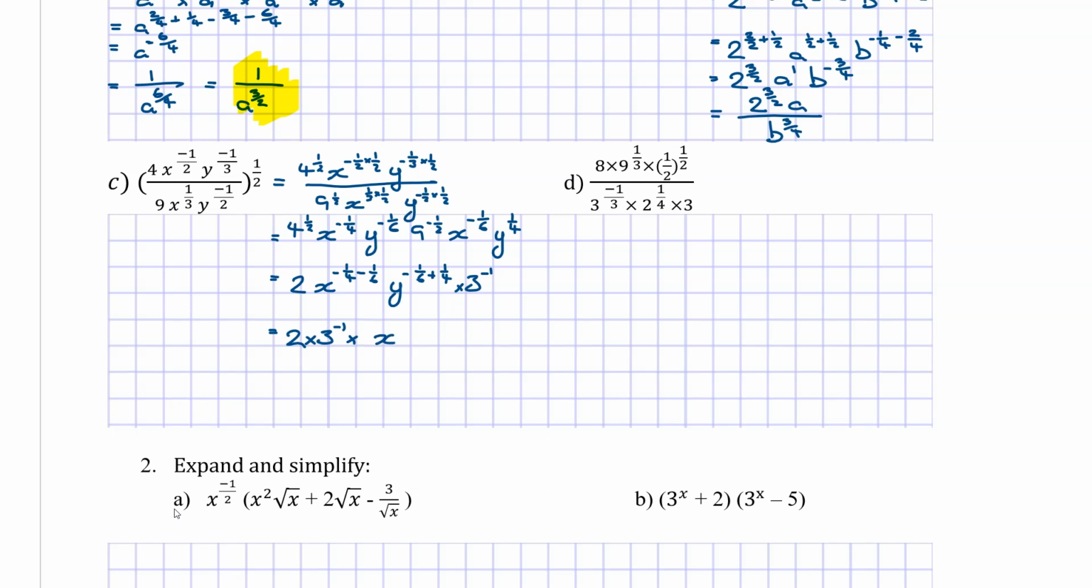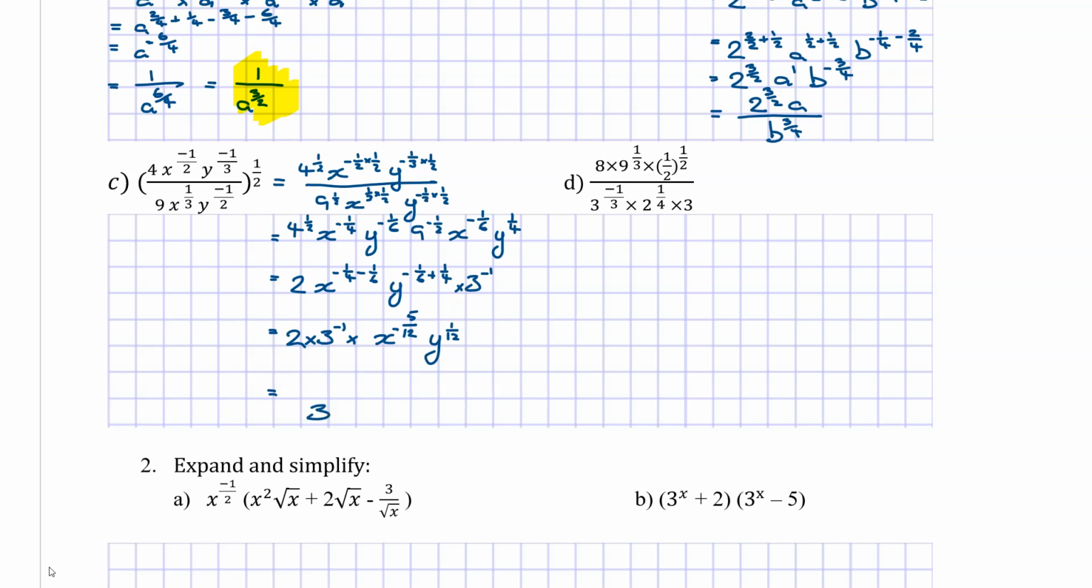Now bringing everything together, we're going to get 2 times 3 to the -1 times the x, and it's going to become x to the power of -1/4 minus -6. I believe that will equal the -1/2, and then it will be times y to the power of 1/12. And I seem to have made a little mistake with the x. It won't be to the power of -1/12. It will be to the power of -5/12, like so.